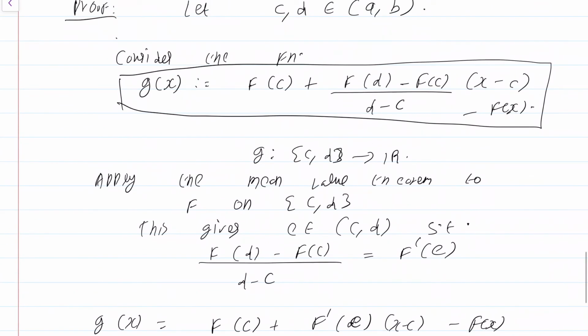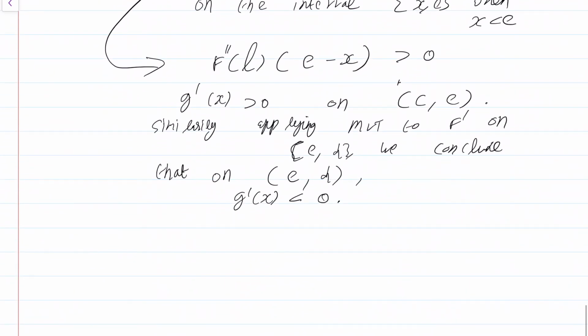Let's go back and refresh our memories as to what this function g is. Observe that at the point x equal to c, you get a 0. And observe again that at the point x equal to d, you get a 0 yet again. Please check that. So g(c) is equal to g(d) is equal to 0.